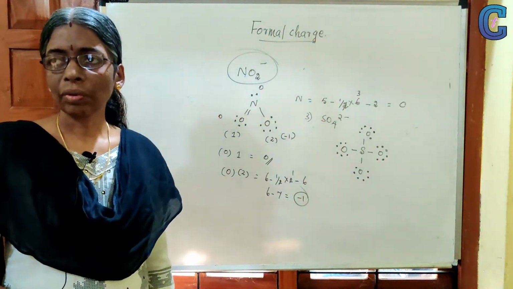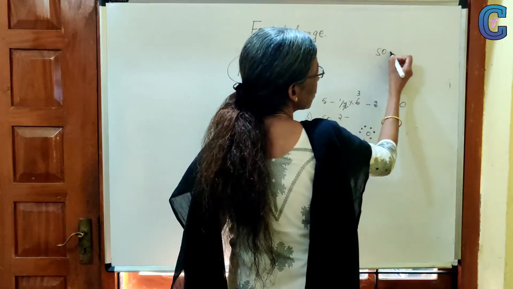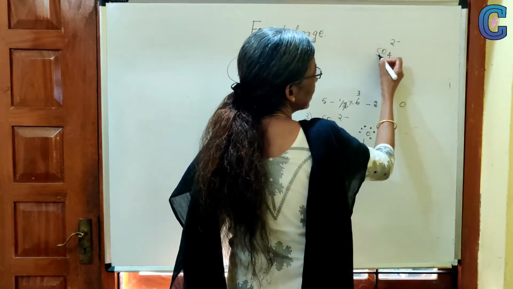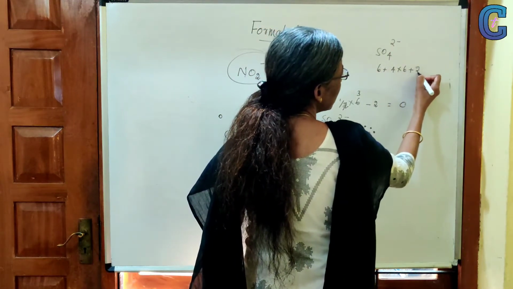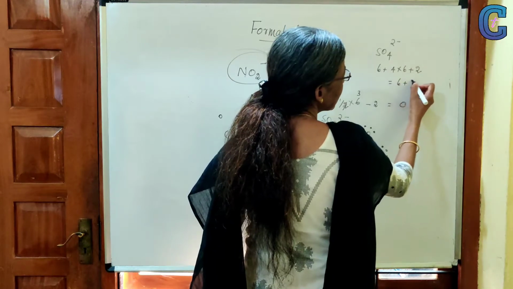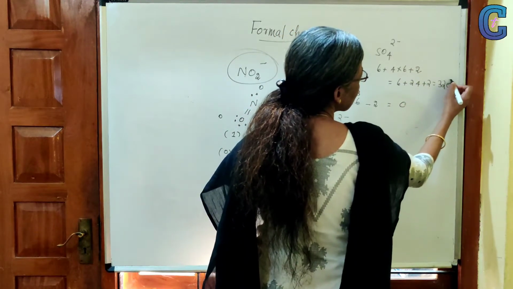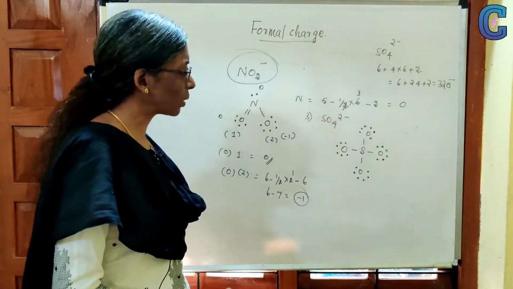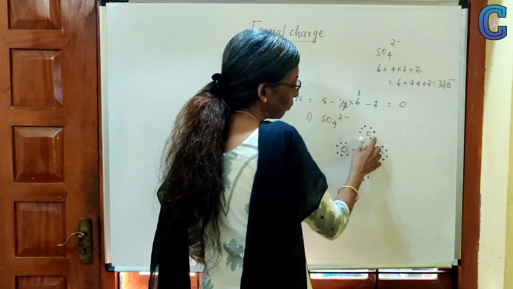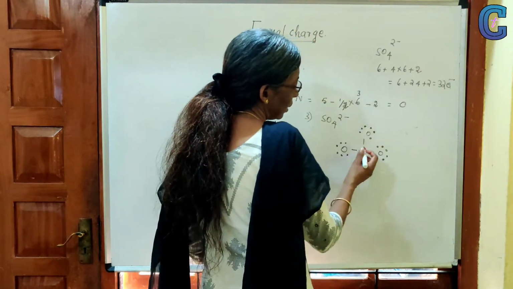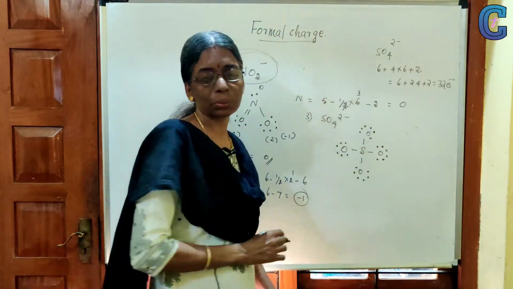When we calculate sulfate, SO4 2 minus, valence electrons are 6 plus 4 into 6 plus 2. So 6 plus 24 plus 2, 32 electrons, right? You see 32 electrons here. How many are there? 6, and 4 oxygens gives 24 electrons: 24, 26, 28, 30, 32.